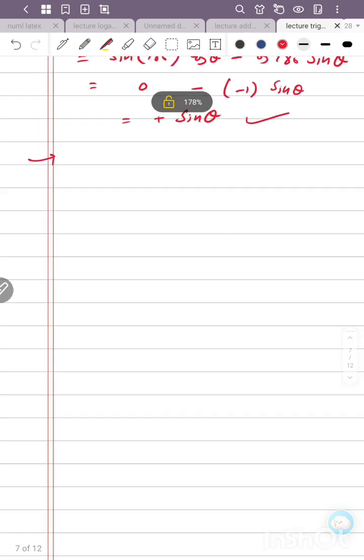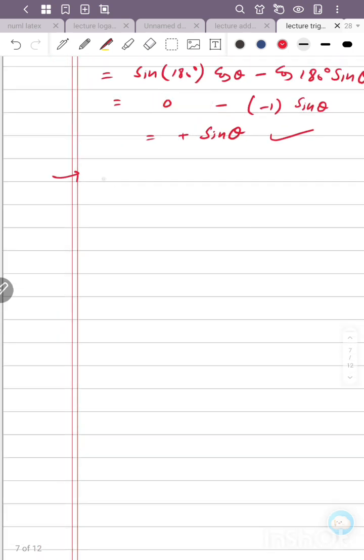Next, our next answer is cos 180 minus theta equal to minus cos theta. These formulas you have to memorize. Now the third one is tan 180 minus theta. Here it is minus tan theta.